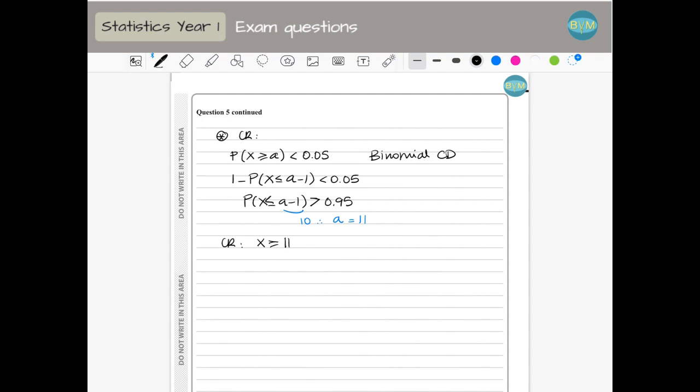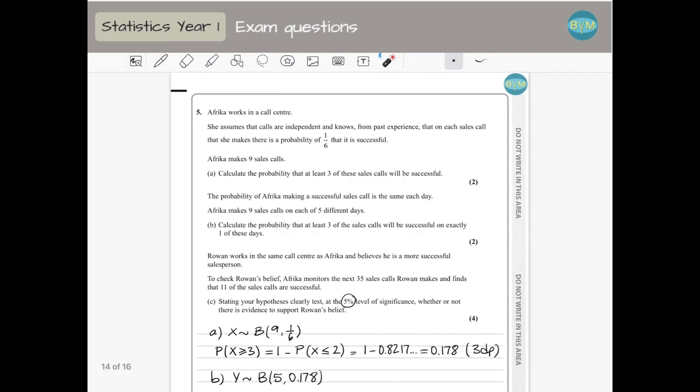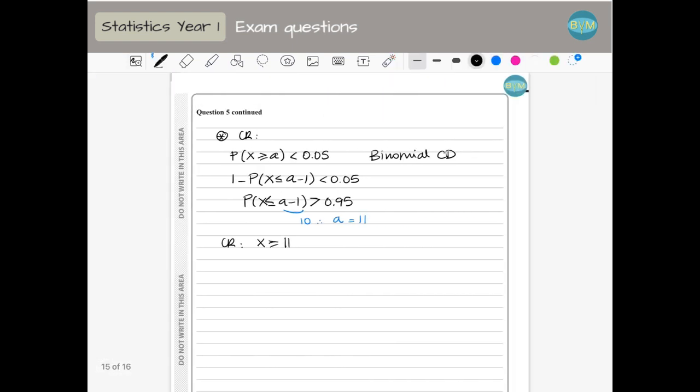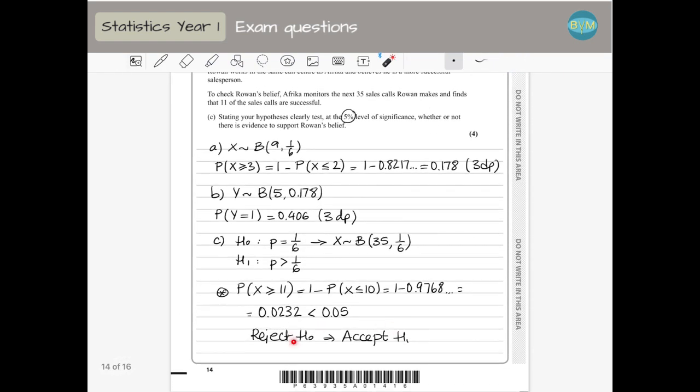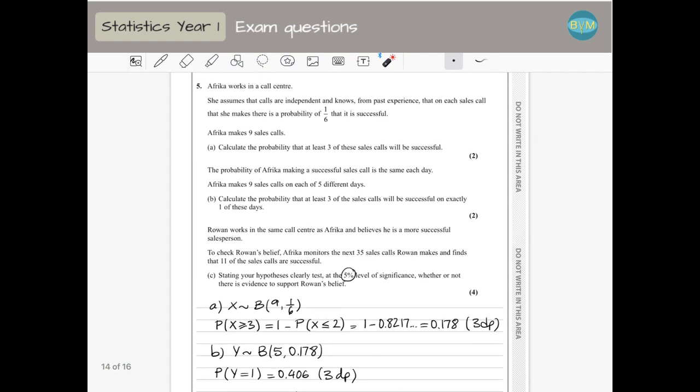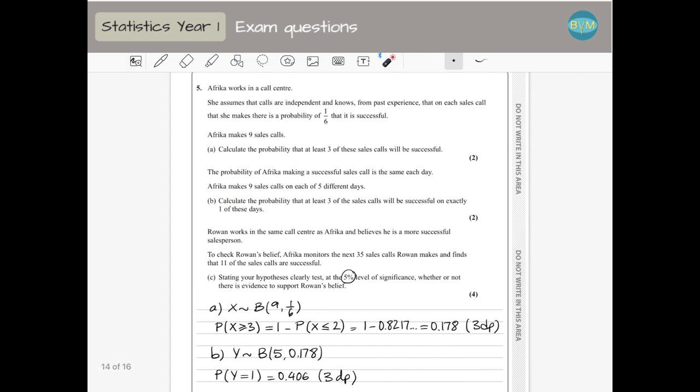If my observed value falls into the critical region, I'm going to reject. And that's the case because remember there are 11 successful sales calls. So that means 11 is in the critical region. If it's in the critical region, I have to reject H0 and accept H1, which is the same conclusion, of course, like I did before, right? So there is enough evidence to say that Rowan is a more successful salesperson. And that's all with this question.